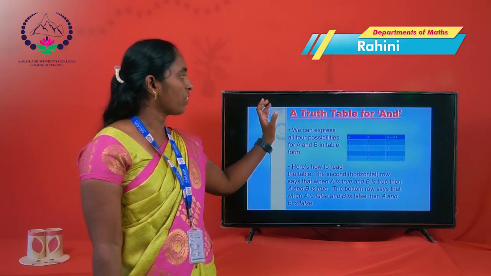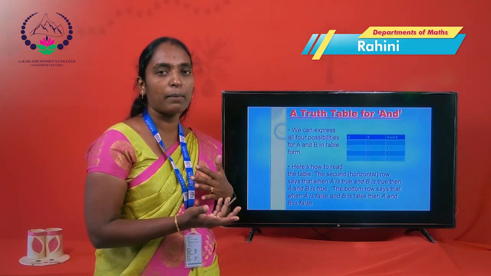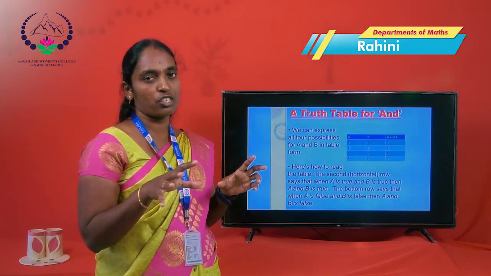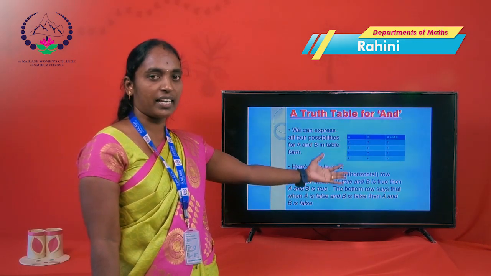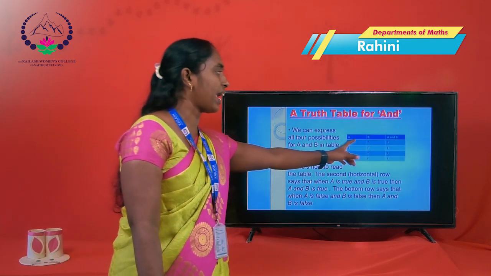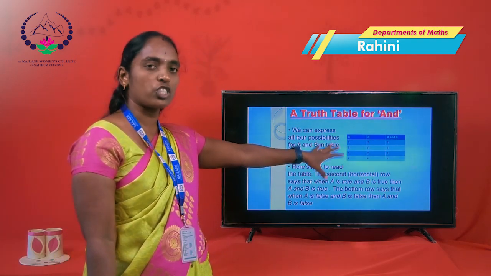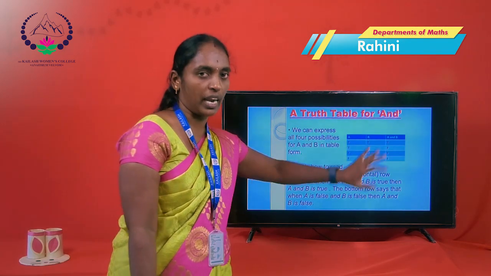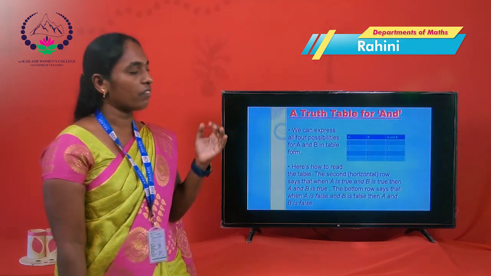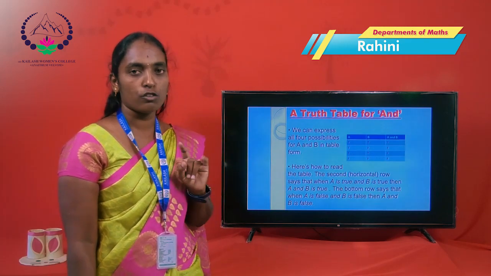So next we have to see how to form a truth table for conjunction. Here we take two statements, that is sentences, we may also say A and B. We have to form the truth table for A and B. Here we have two statements, so that's why we have four truth values only.